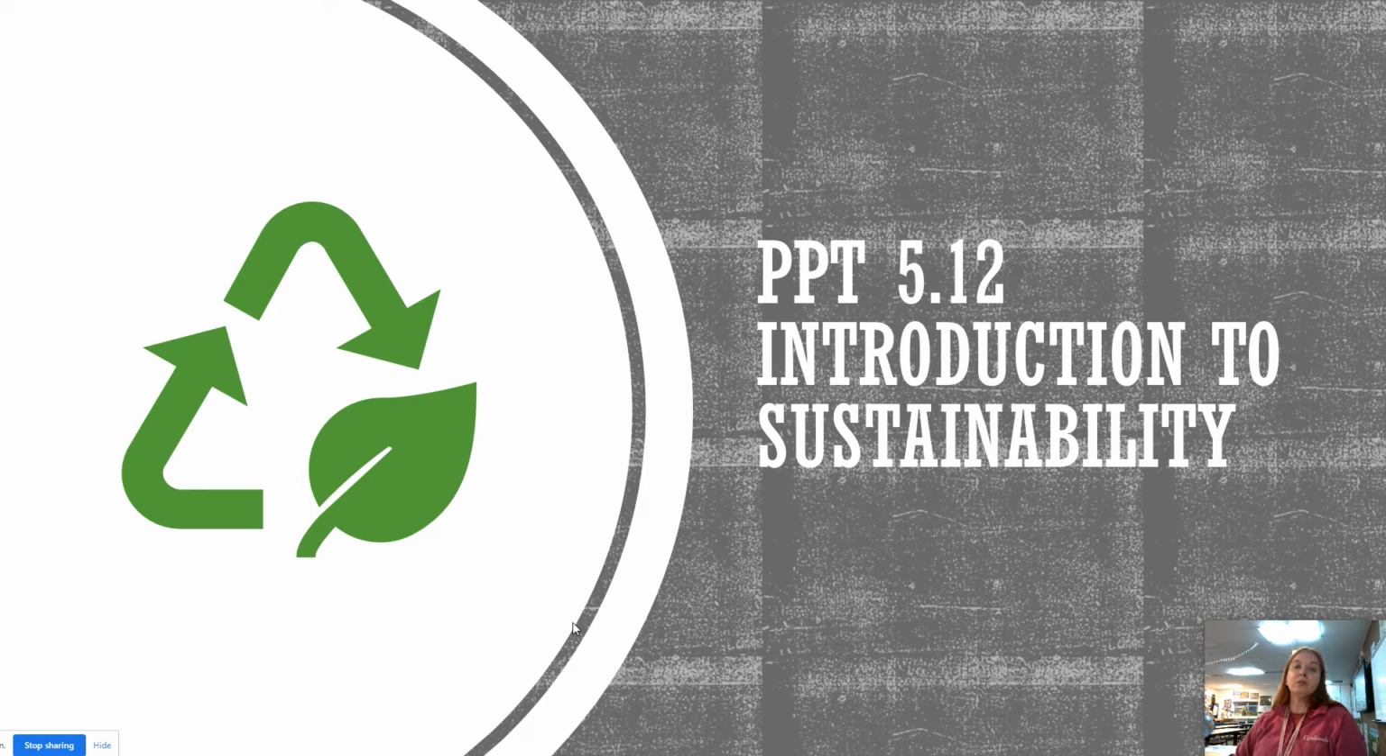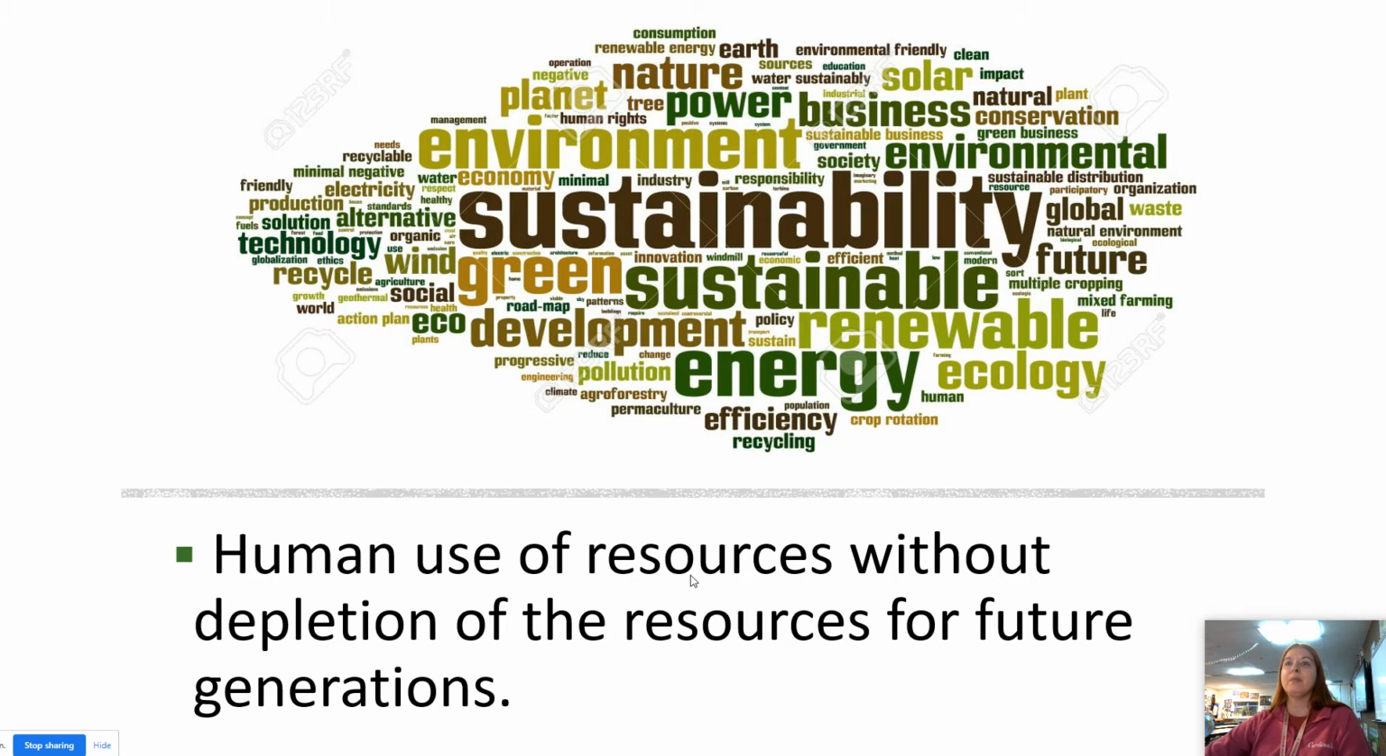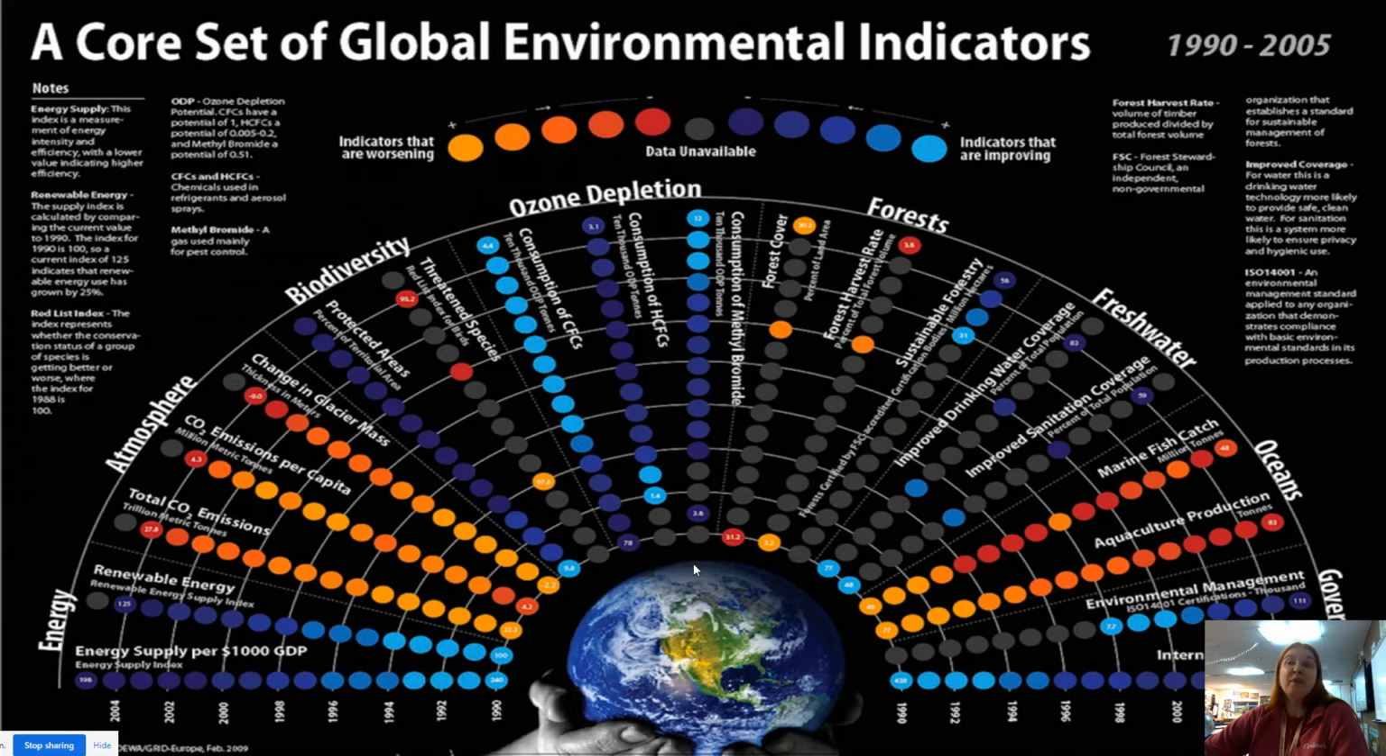Welcome to APES Notes, Unit 5, Section 12, Introduction to Sustainability. So, human use of resources without depletion of the resources for future generations. So this is what is sustainability. We want to be able to use stuff, but still have stuff for future generations. Pretty simple. Just don't use up all the stuff.